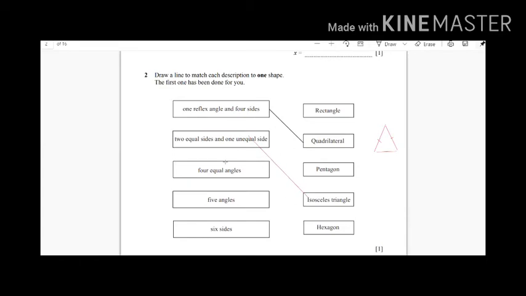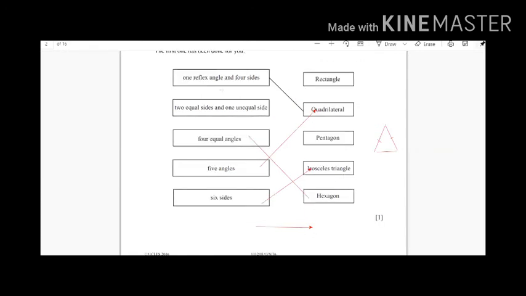Okay, next one. Four equal sides, four equal angles. Which one? Rectangle? Very good, rectangle. Very nice. Next, five angles. Pentagon? Very good. Pentagon is five angles, and the last one, of course, is hexagon. Very good. So next one, if we move forward.